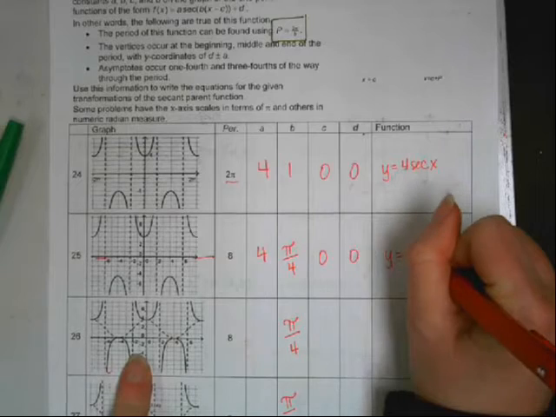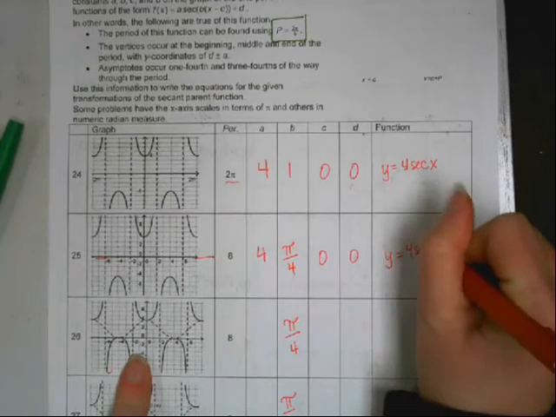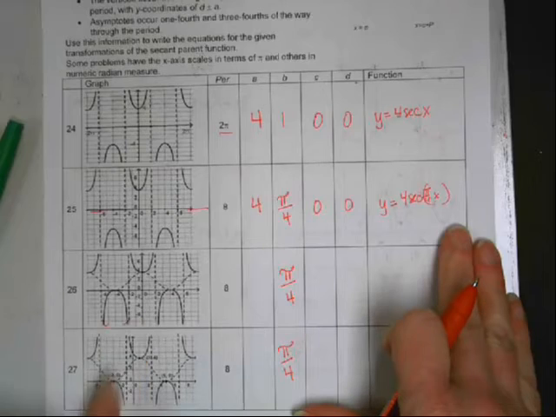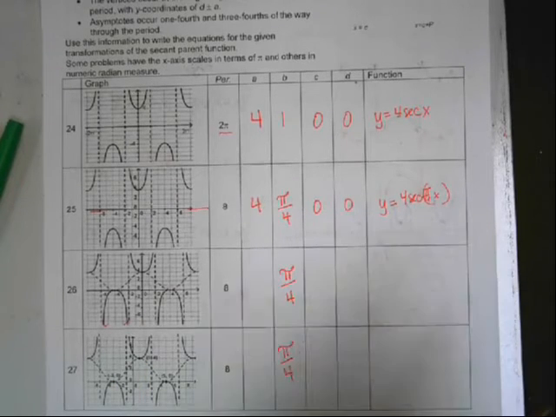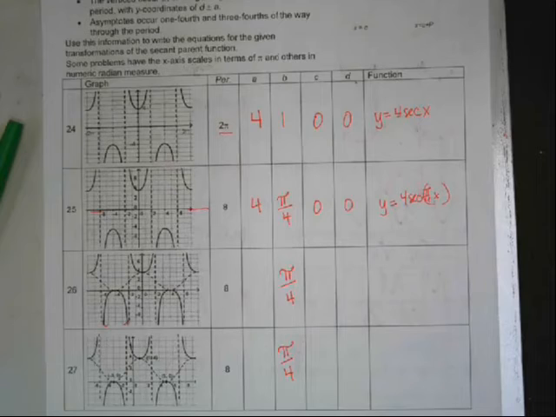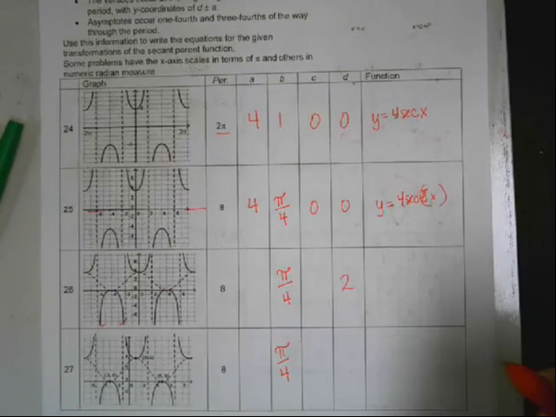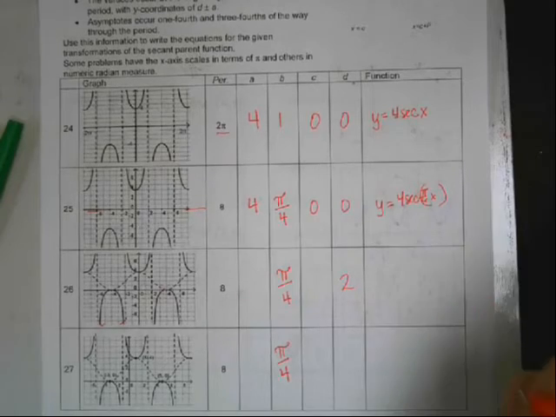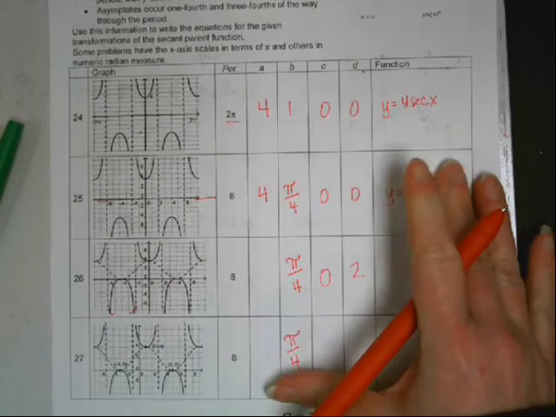So number 25 would be 4 secant pi over 4 x. But if you look at 26, that first minimum does go through 0, 4, but look at the two maximums on the bottom. They actually touch the x-axis. So what does that tell you? It's a vertical shift. Where's the central axis on 26? It'd be at 2. So your d value is 2. There's no horizontal shift because it's still going through 0, 4, so your c value is 0.